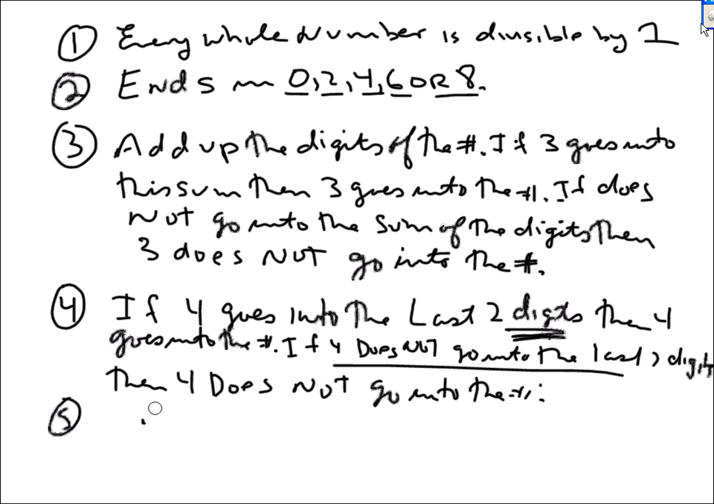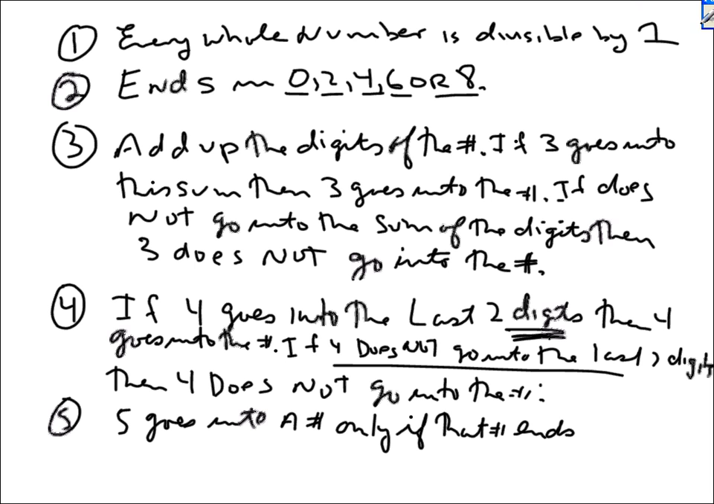5 goes into a number only if that number ends in a 5 or 0. And again, when I say a number, I mean the whole number, not a fraction, not a decimal number. 5 goes into a number only if the number ends in 5 or 0.